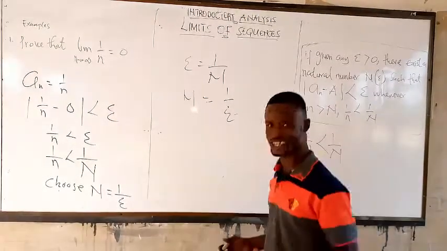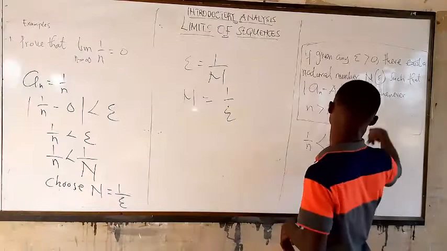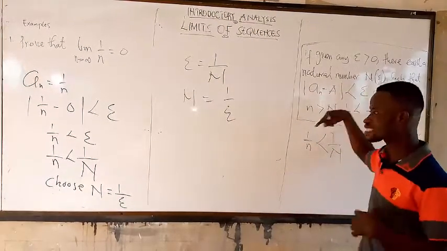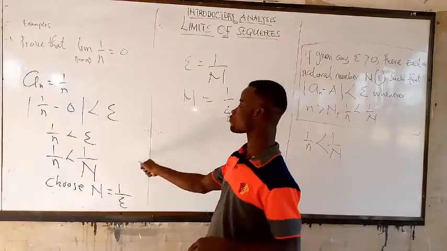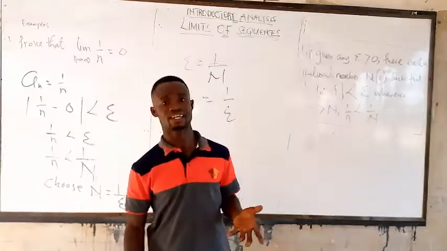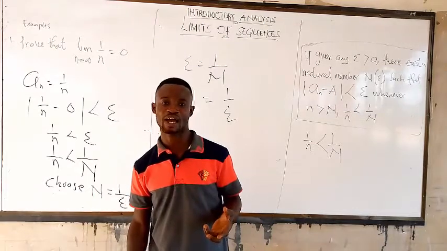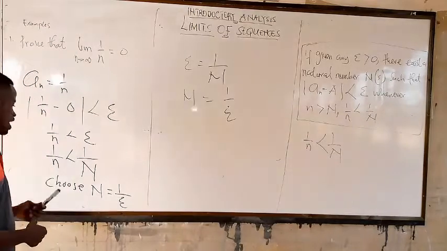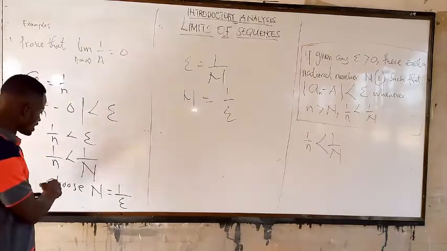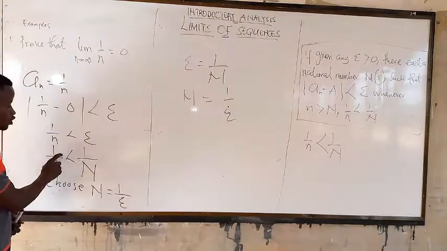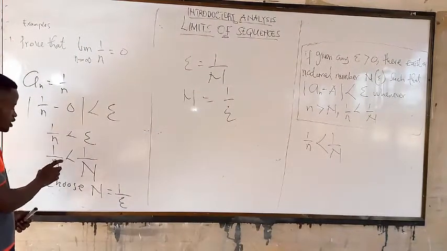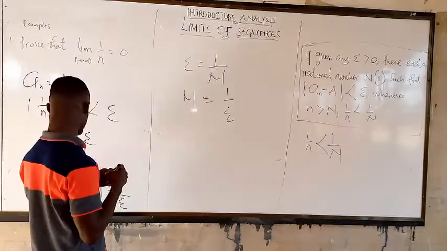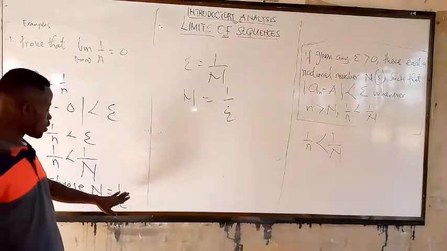Because we are saying that the natural number is in terms of epsilon. So we want to get rid of the n, so that we can replace it by our epsilon. So by substitution, don't forget that this is what we have transformed to this. So if this is less than this, then we choose n to be equal to 1 over epsilon.